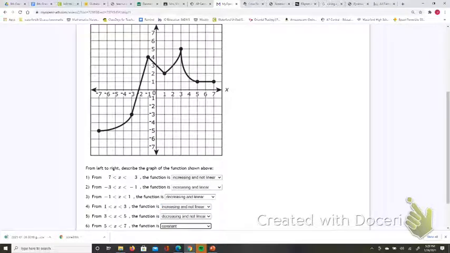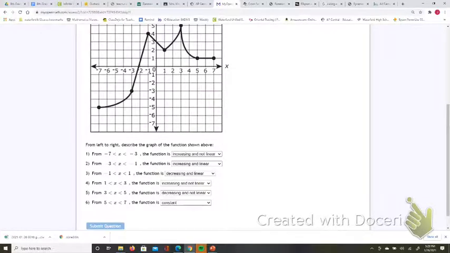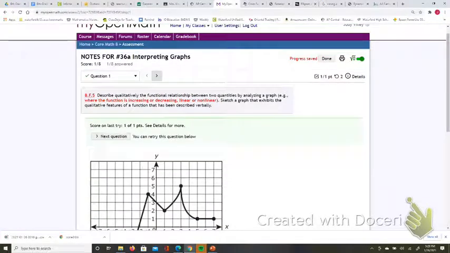Constant. So we have increasing and not linear, increasing and linear, decreasing and linear, increasing and not linear, decreasing and not linear, constant. And then we submit. Number 2.